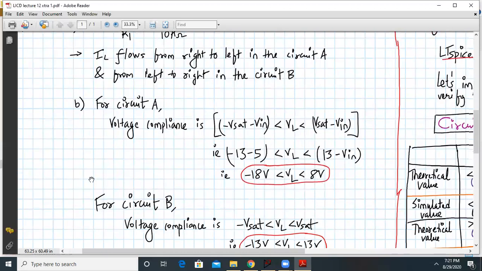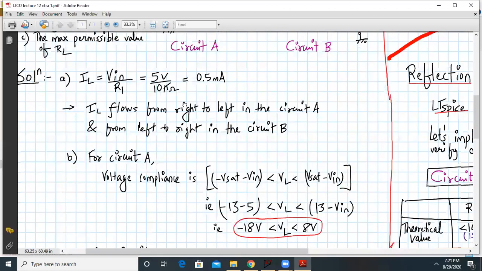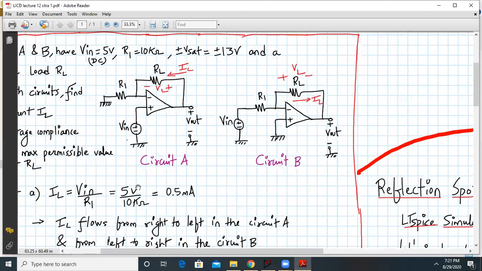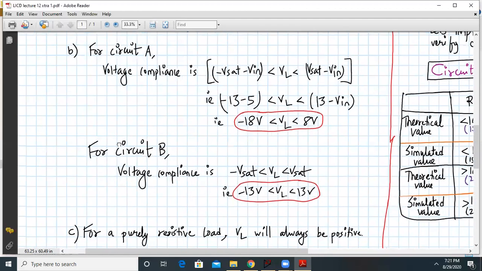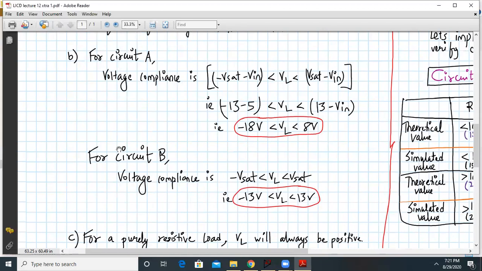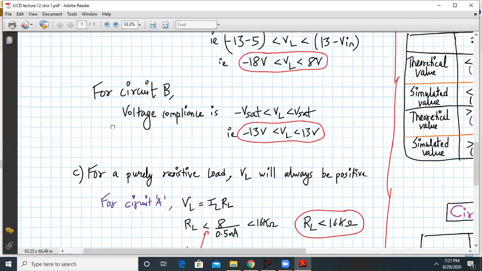Now for circuit number B, we have already derived in the last lecture the voltage compliance. Voltage compliance is the maximum permissible range for the value of VL. So for circuit number B, the voltage compliance is between VSAT and minus VSAT. So VL will be between 13 and minus 13. So that's what it means.